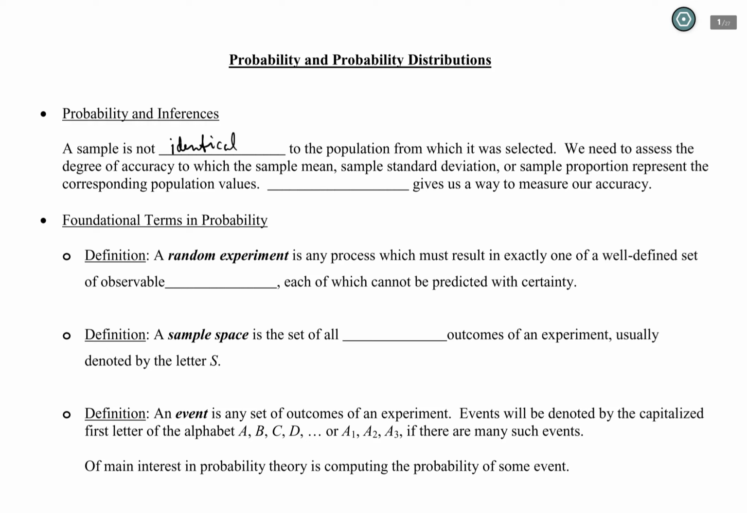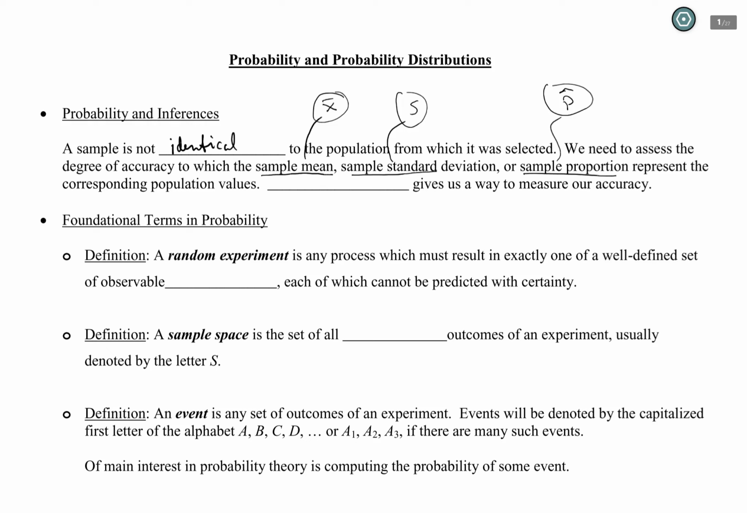And so any quantities you compute from the sample, like the sample mean, that's x bar, or the sample standard deviation S, or a sample proportion, we could use the notation p hat, represent the corresponding population values. We want to know how well these statistics represent their corresponding population values. In other words, how well does x bar estimate mu? How well does S estimate sigma?